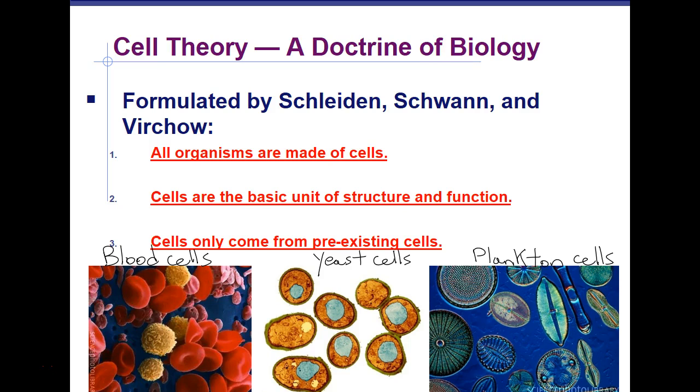So here's just a couple examples of the variety we'll find on Earth. There are animal cells like blood cells. There are fungal cells like these single-celled yeast. And there are algal cells like these plankton, which are capable of doing photosynthesis.